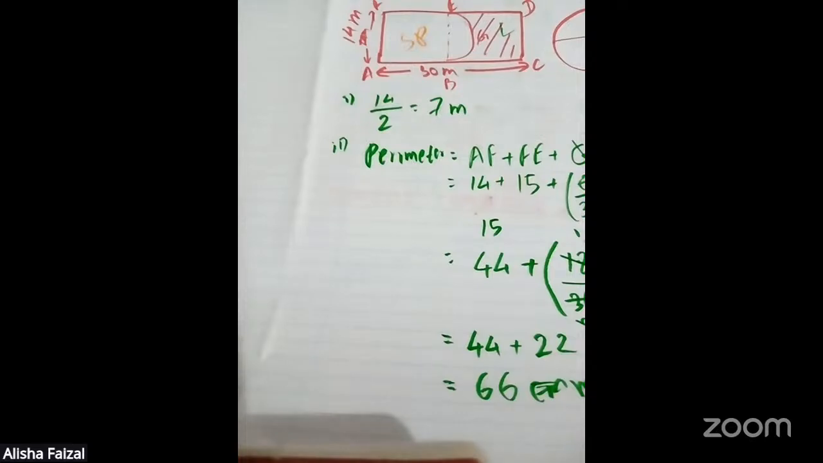Tell me, Shiva, is it clear or is it confusing? Clear, madam. Clear, right? Okay. So how to find the area of the lawn?